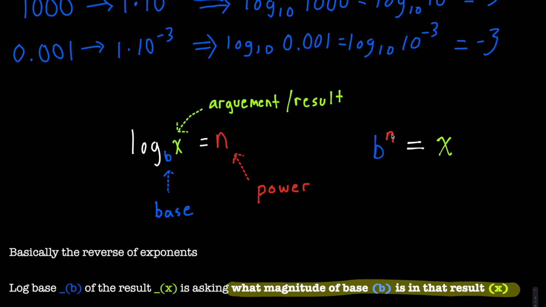So let's say I have base 10 and I want to get to 1,000. What power do I have to raise 10 to be able to get to 1,000? And the answer is 3. And so log base 10 of 1,000 is 3. So 10 to the third is equal to 1,000. So you can see how this is the reverse of exponents.